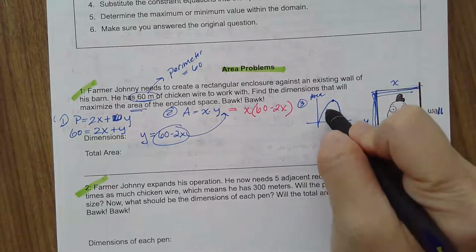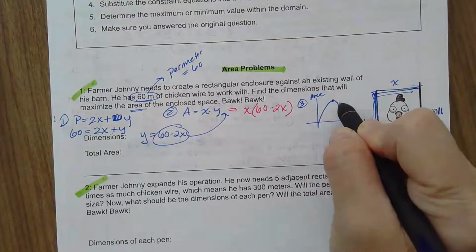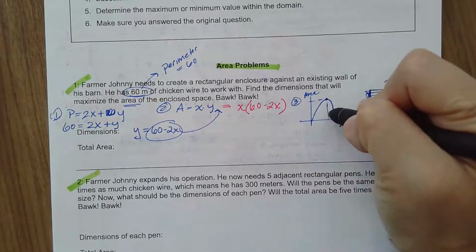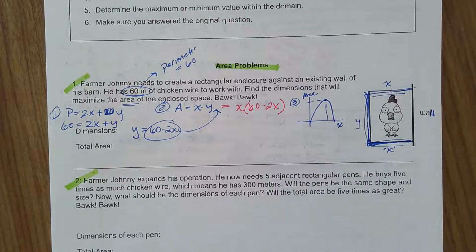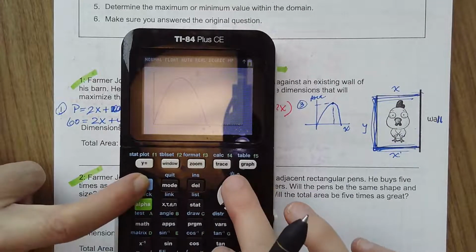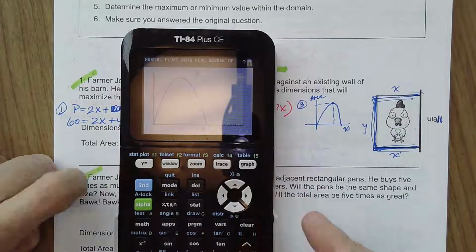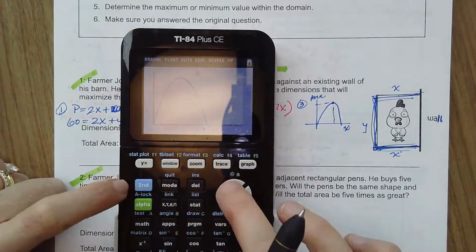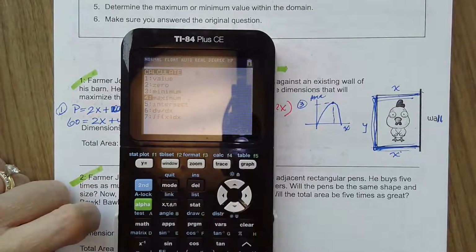So these are going to be the x values to give us the potential areas. The one that's going to give you the biggest is going to be the one at maximum. So that's what I'm trying to find. So I'm going to go back to my graph. I'm going to go to second trace. Oops. I'm going to go to second trace. I'm going to go to maximum.